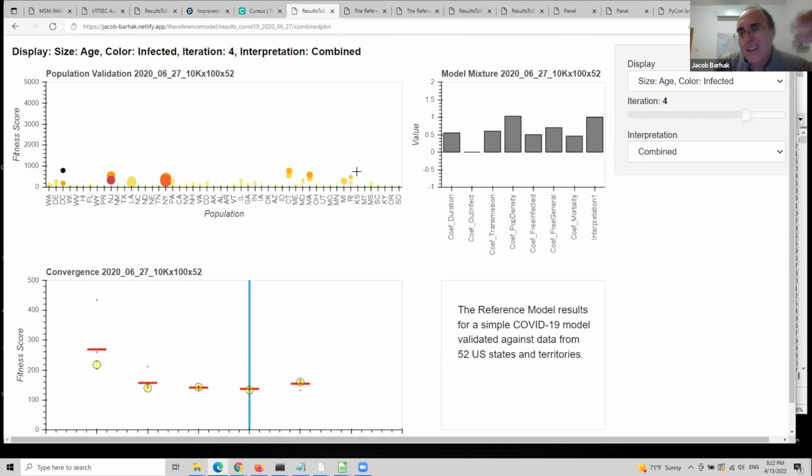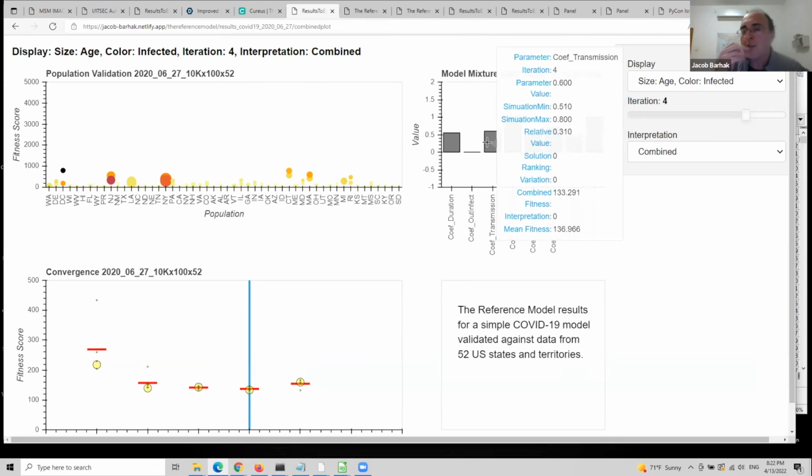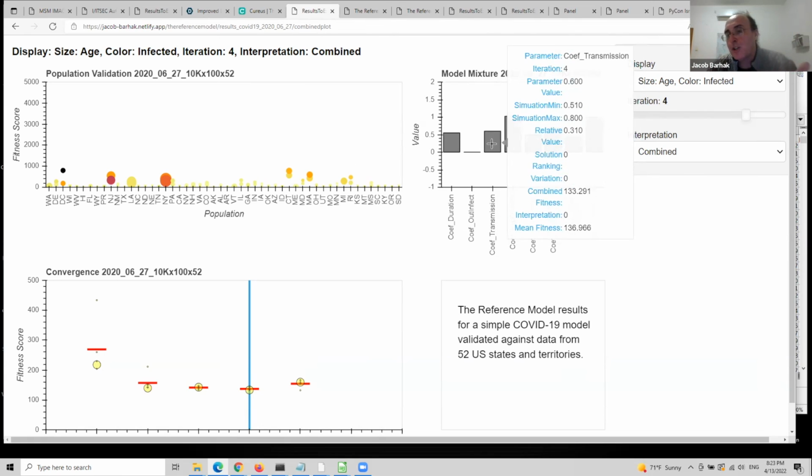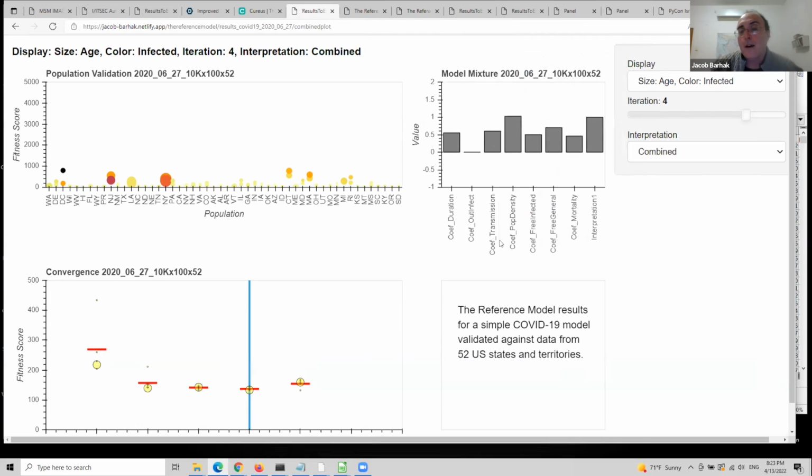We'll talk about the models in a second. Here I had only one model with multiple parameters, and I was trying to compute what the parameters are. I took into account population density, and the transmission coefficient, the chance of transmission, is evolving. This is evolving from the diabetes work.